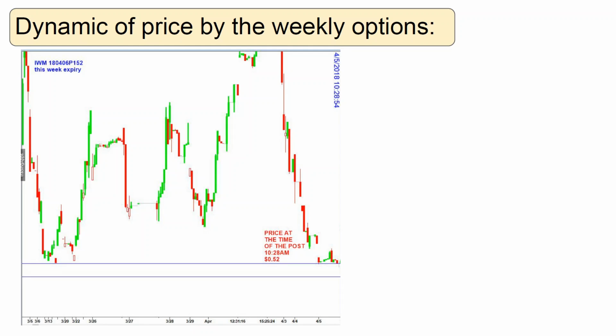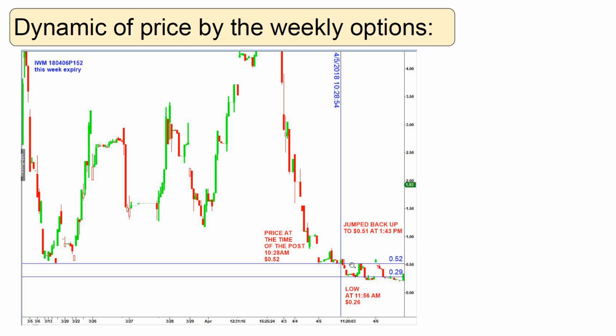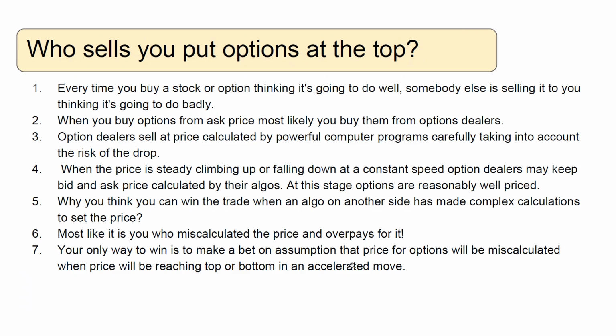Looking at that, we should understand who would be on the other side of our trade. It's very important. We should understand who is the seller of the options. Those are option dealers. And every time we buy stock or option, we think that we understand better what's going to happen, and the person on the other side of the trade thinks he knows better and he's going to win and you're going to lose.